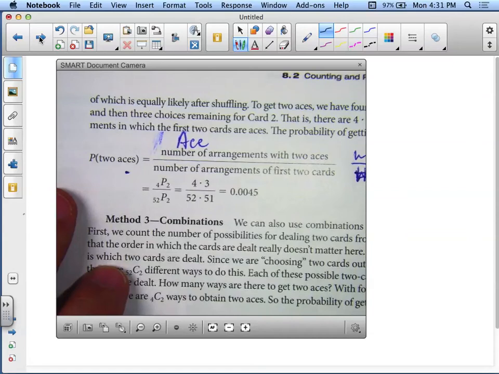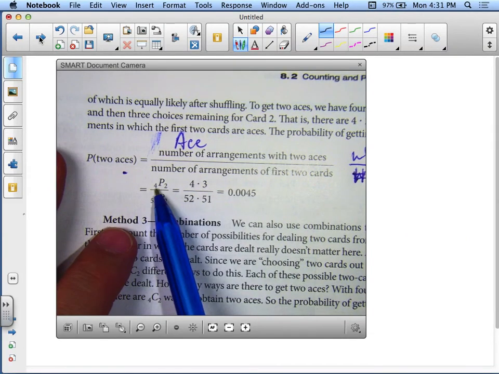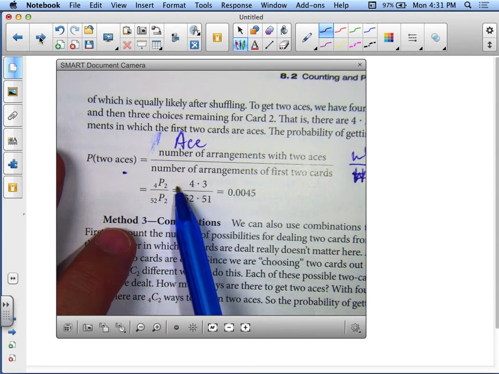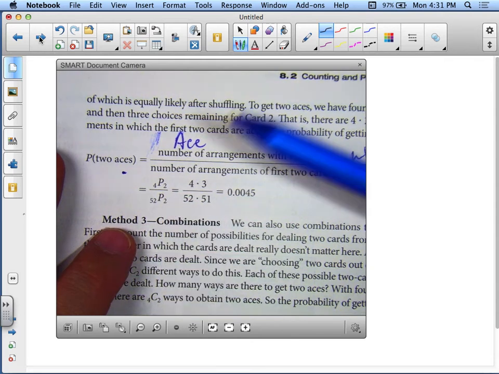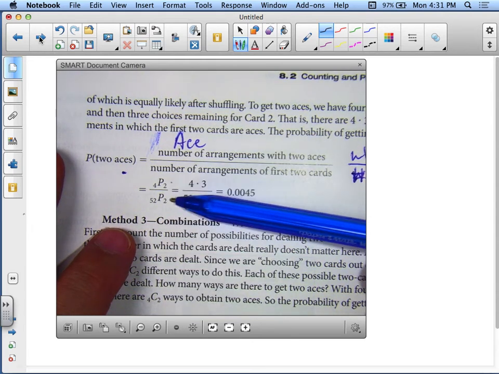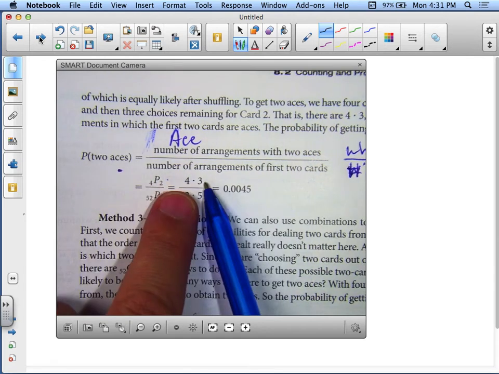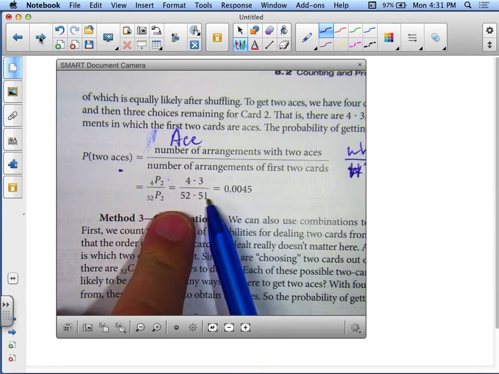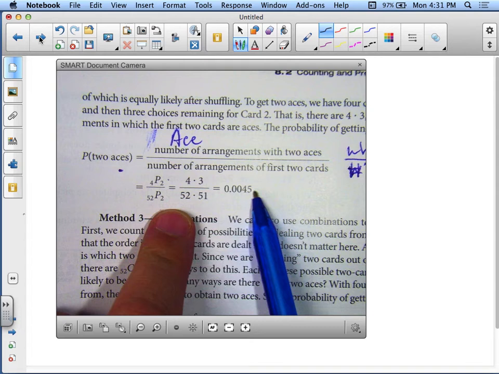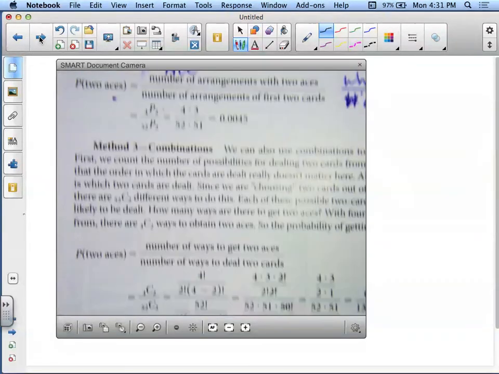So what I want is an ace. There are 4 aces in the deck of cards, and I want 2 of them. So that's what I want. Then the total number of cards I have is 52, and I want 2 of them. Again, it's what you want over the total number of outcomes, or what you have. I'm not going to go through the mathematics, but it ends up being 4 times 3 over 52 times 51, which is 0.0045.